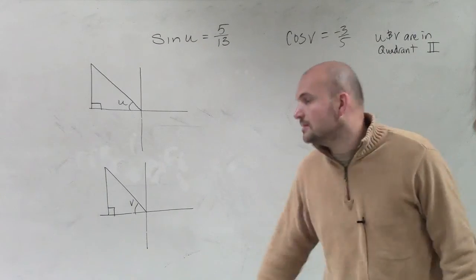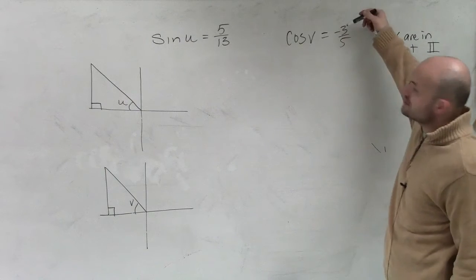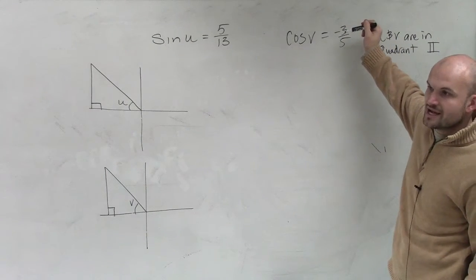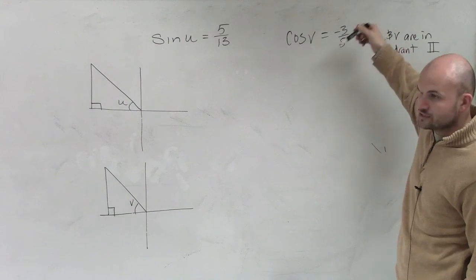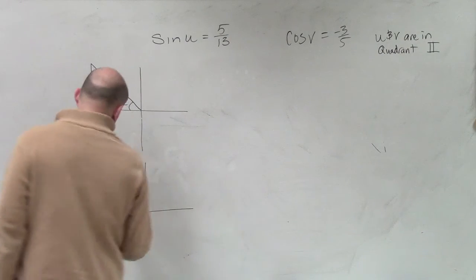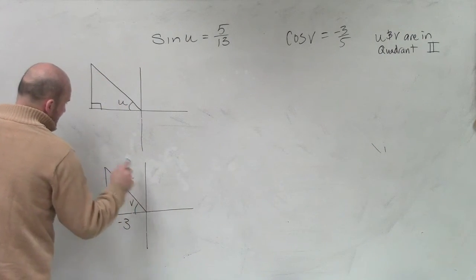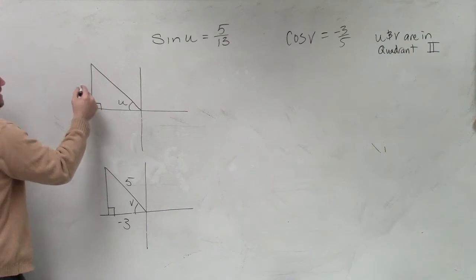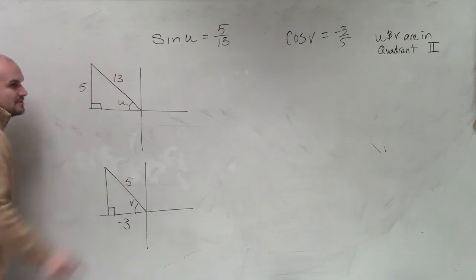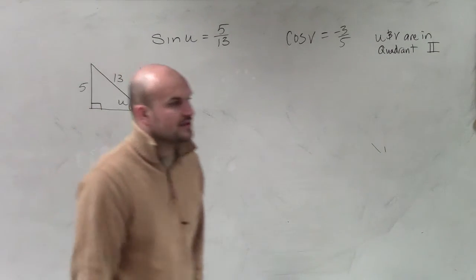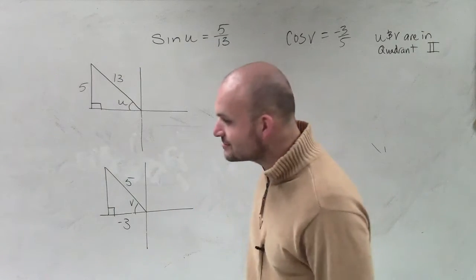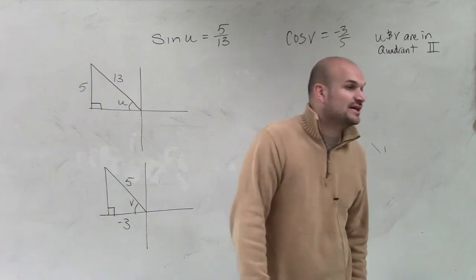Then it says this one, the cosine is negative 3 over 5. Remember, cosine for a triangle is adjacent over hypotenuse. So that's negative 3, and that's 5. Sine is opposite over hypotenuse. Now, if you remember from your geometry class, you learned Pythagorean triples.